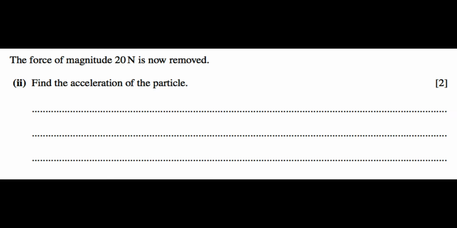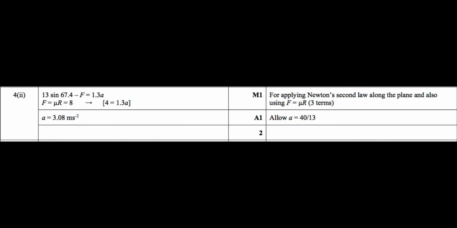Then the next question: when the force of magnitude 20 Newtons is now removed, find the acceleration of the particle. Since the 20 Newton force is removed, we use Newton's second law, total force equals ma. In the parallel direction, 13 sin 67.4 minus the frictional force equals ma. The mass is 1.3, so it is 1.3a, and the frictional force is 8. So we get a as 40 divided by 13, about 3.08 meters per second squared.